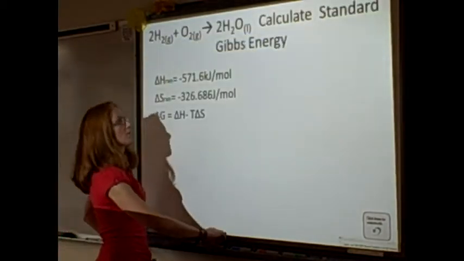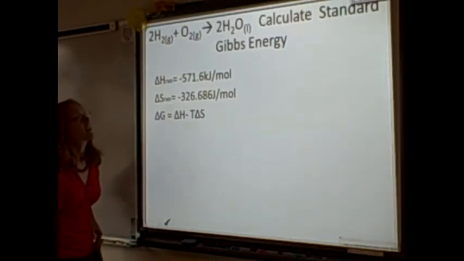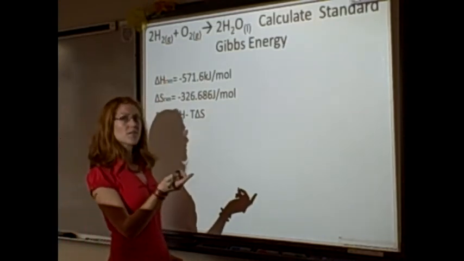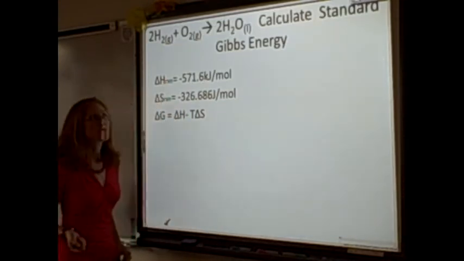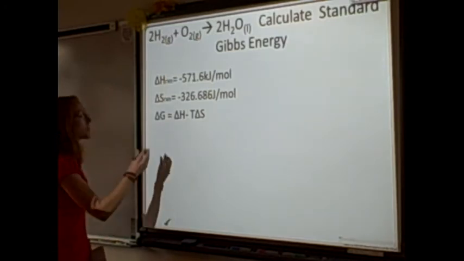And we can also calculate with Gibbs. So here we're going to calculate the standard Gibbs energy, and as we talked about, Gibbs is the energy that's available to do work, and standard means we're at standard conditions, at 298 Kelvin and 1 atmosphere. So I'm going to use this equation.